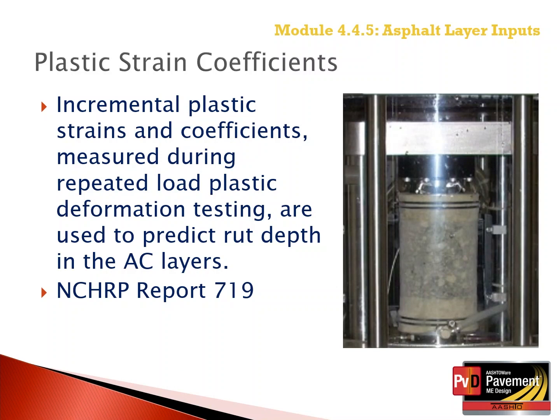The incremental and cumulative measured plastic strains and coefficients derived from a repeated load plastic deformation test, in accordance with the method of test documented in NCHRP Report 719, are used to predict rut depth in the asphalt layers. This section discusses the input variables and values, while Section 6 on flexible pavement design will discuss use of the inputs to predict the rut depth in the asphalt layers.